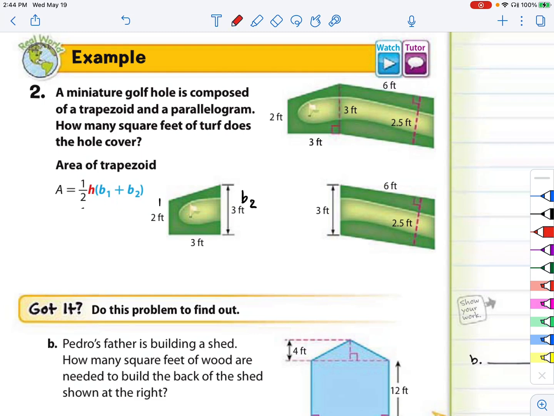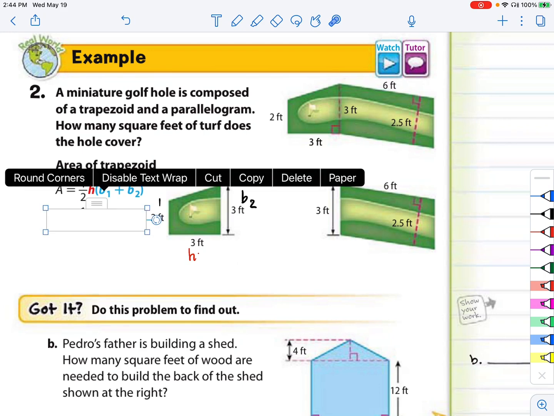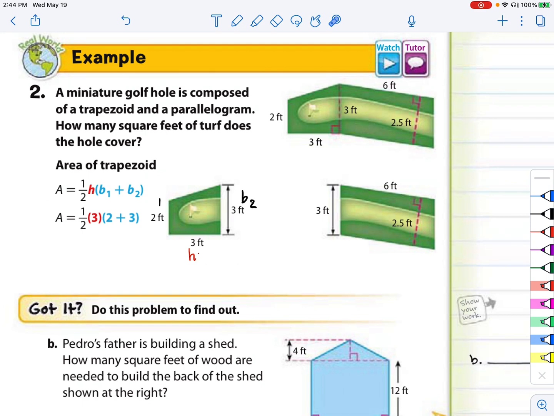And since 3 will be our height, okay, so substitute the values. When we substitute the values, we know 1/2 times 3, which is our height. This is base 1, 2, and this is base 2, which is 3. So add those two first. 2 plus 3 is 5. Times 3 is 15. 1/2 of 15 is equal to 7.5. So let's take a look at the area of our parallelogram.